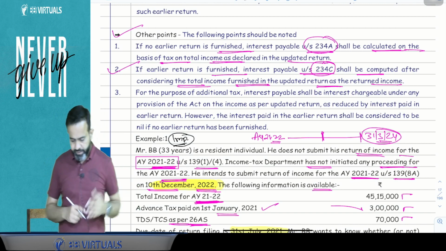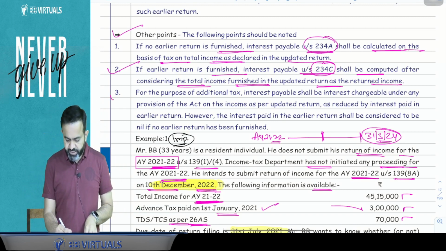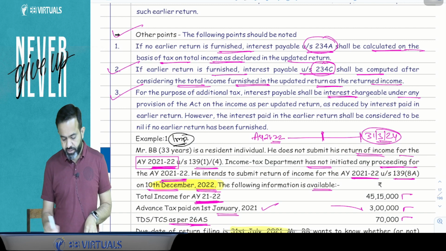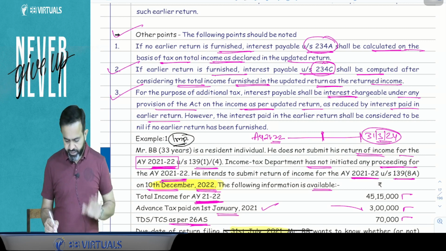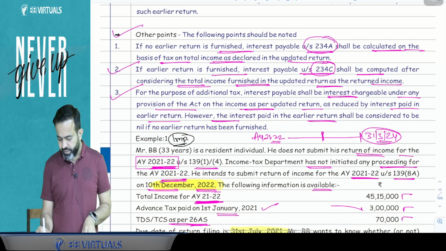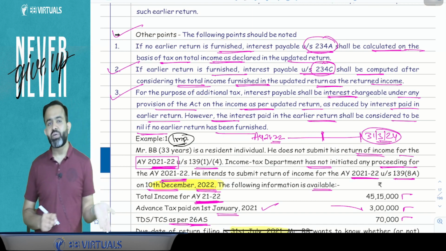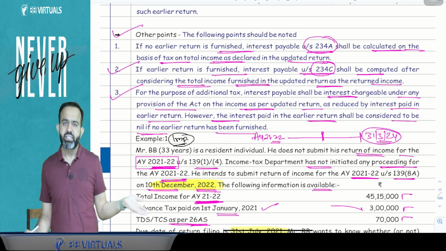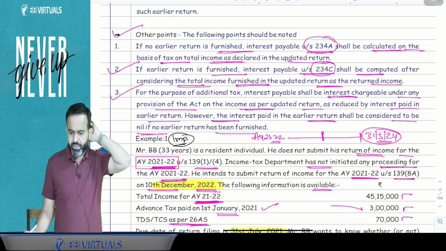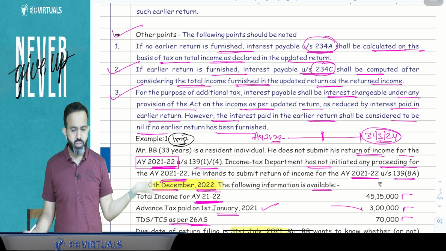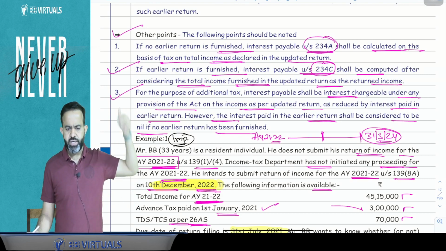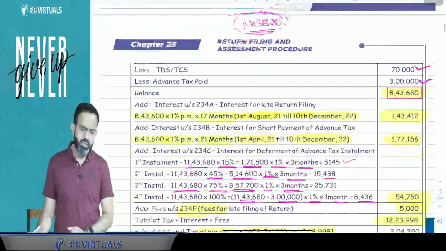And for the purpose of additional tax, interest payable shall be the interest charged under any provision of the Act on the income as per the updated return, as reduced by the interest paid in the earlier return, for which you will get the credit. However, the interest paid in the earlier return shall be considered to be nil if no earlier return has been furnished. So obviously if you have not filed any earlier return, then whatever interest was paid in the earlier return will not be considered, because there was no earlier return at all. So this point we already covered through example number 1 and example number 2.